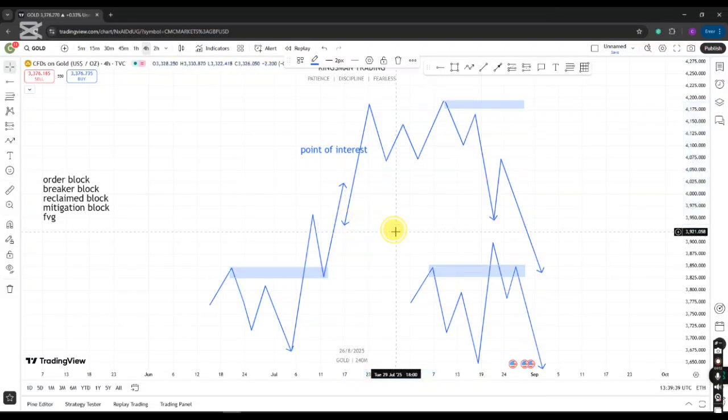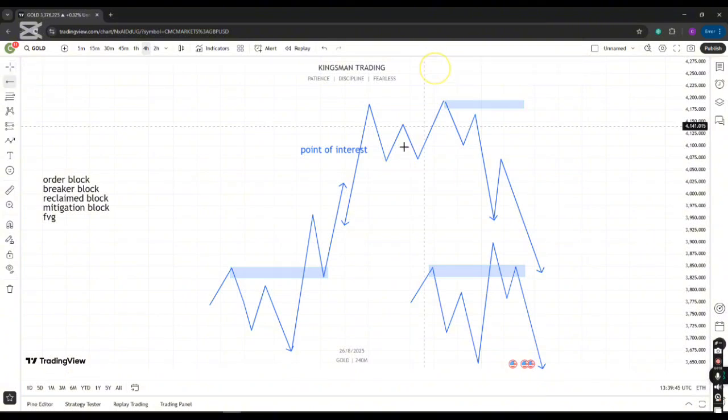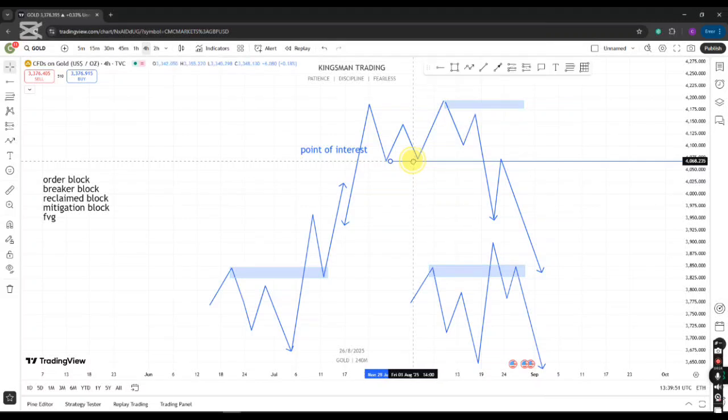You can see that price might not get to this point. Price is most likely going to react from this level, and then it's going to sell. You understand? So this is a mitigation block.